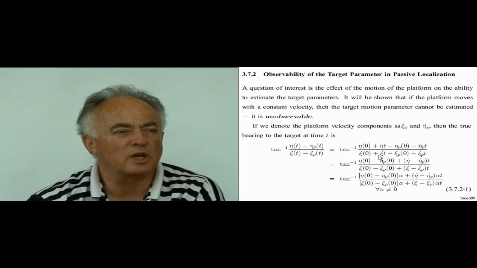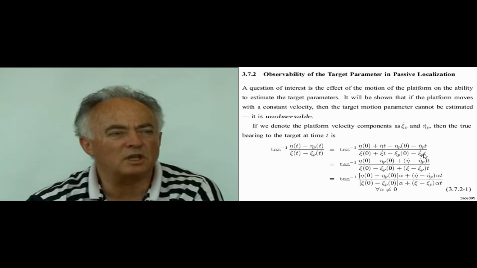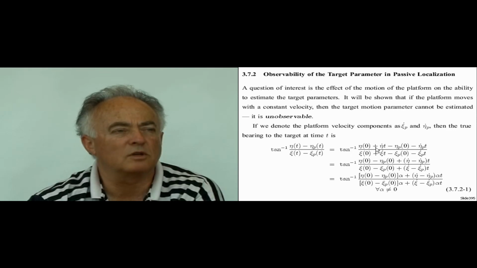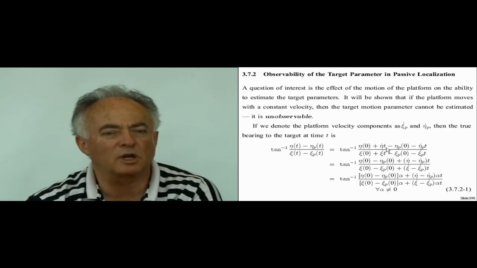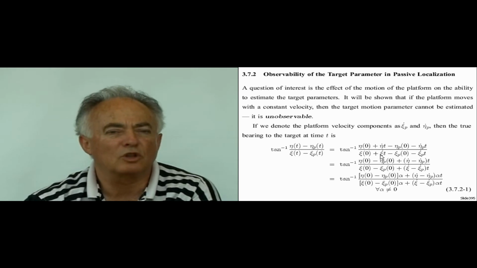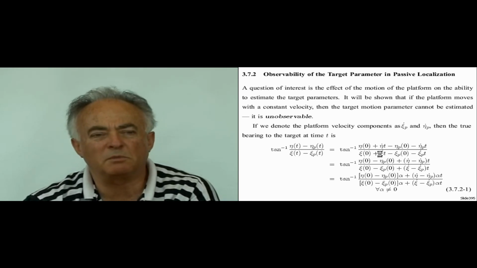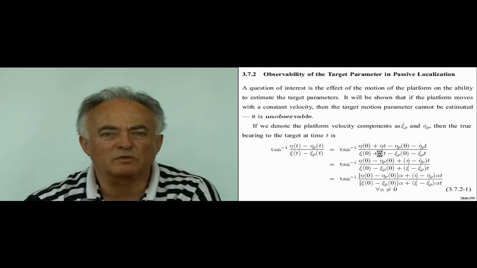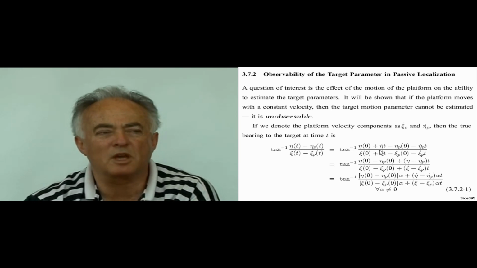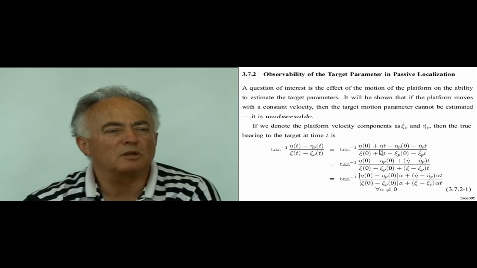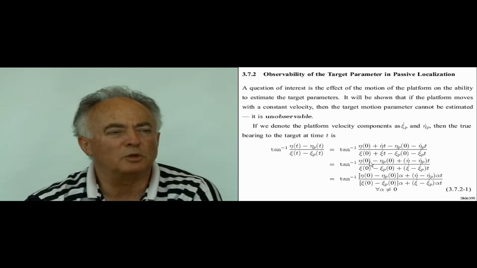In the denominator we have the target psi coordinate minus the platform psi coordinate, all of them at time t. And again, you can see there's an eta 0, eta dot, psi 0, psi dot. So we are immediately expressing the current position in terms of the basic parameters of the problem to see if all those four parameters can be estimated. And with a little bit of manipulation, we just group the positions here and the velocities here. And then what you observe is an angle.